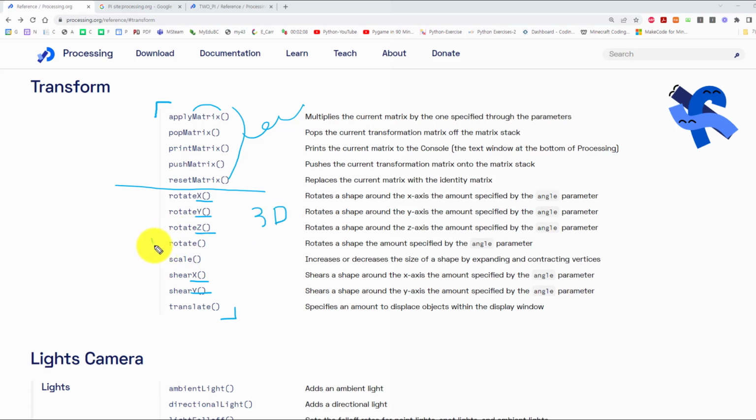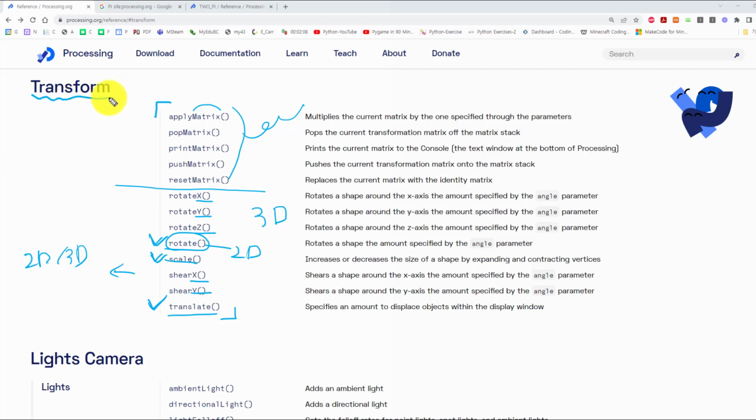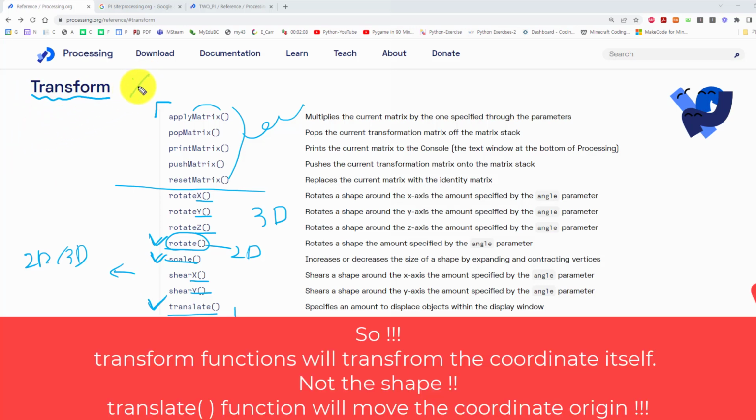So the rotate function, scale function, and translate function. Actually, translate and scale are for 2D and 3D too, but this rotation is only for 2D rotation. We're now in 2D, right? So we'll see how to rotate, how to scale, how to translate. The main thing is, all these transform matrices transform what? They transform the coordinate.